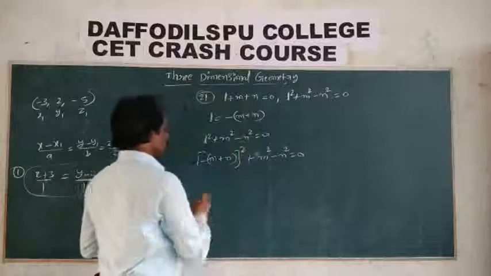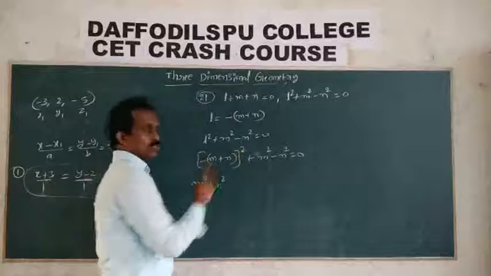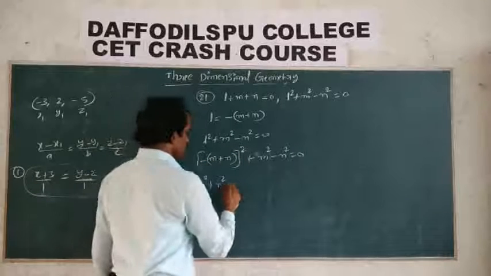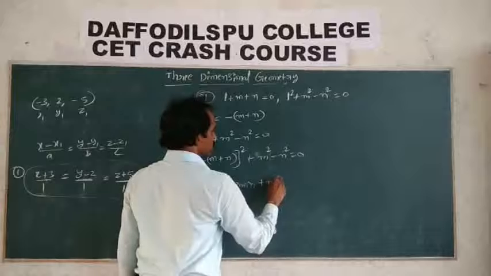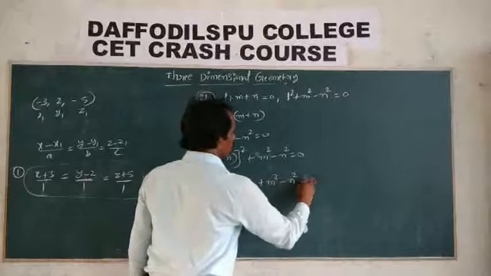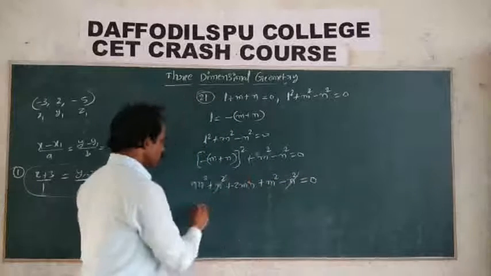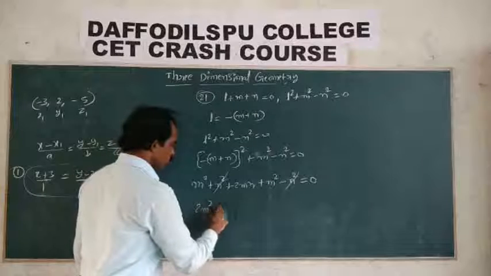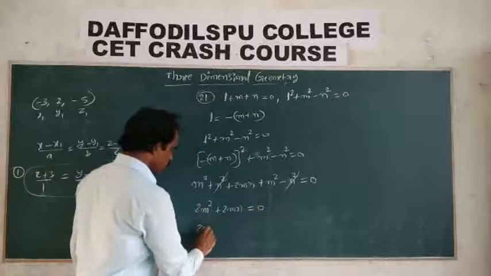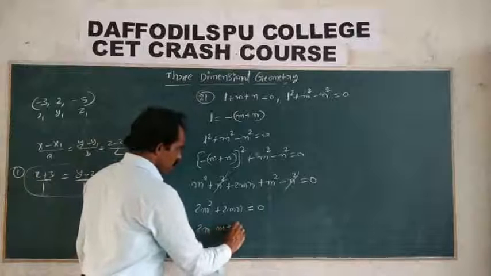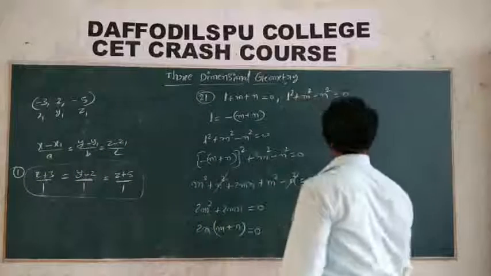Right? So expand this one: m square minus whole square plus m square plus n square plus 2mn plus m square minus n square is equal to 0. Minus n square plus n square cancel. This value is equal to 2m square plus 2mn is equal to 0. 2m common, m plus n is equal to 0. Here m has two values.